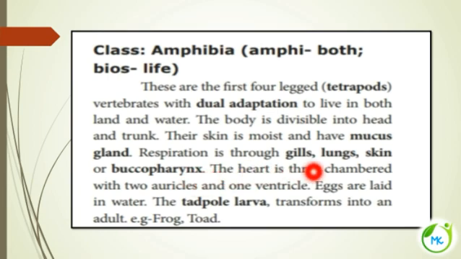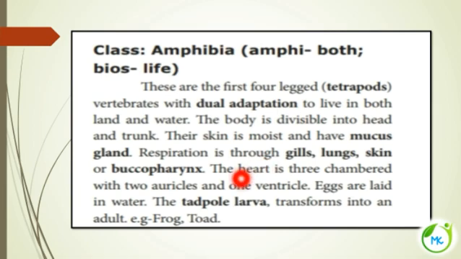And the heart, in case of Pisces, we saw two-chambered, whereas in amphibians, the heart is three-chambered, that is with two auricles and one ventricle. And eggs are laid in water, that is external fertilization is going to take place. It is not going to take place inside the female body.